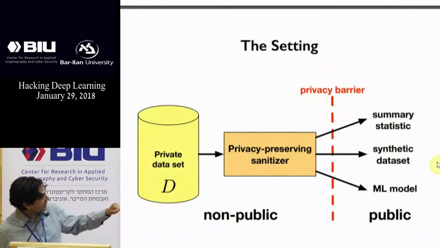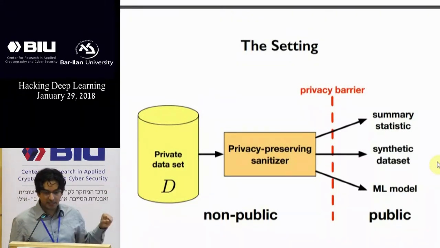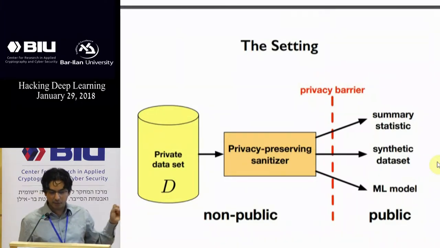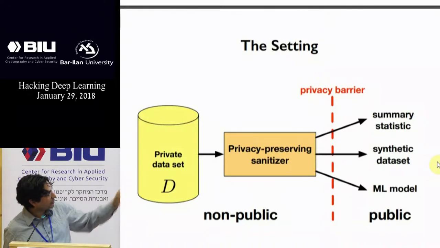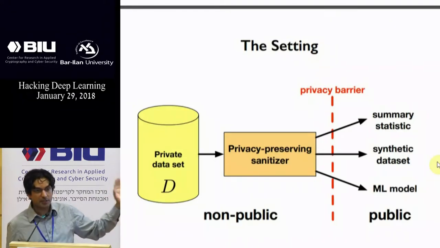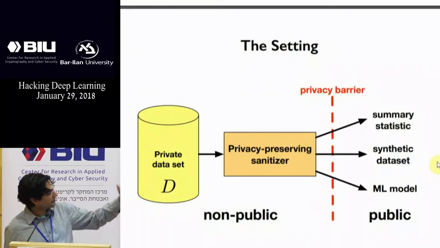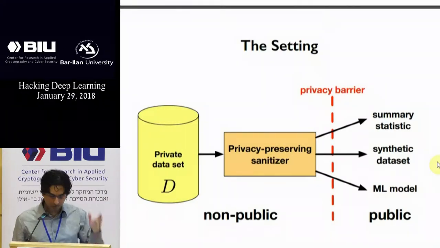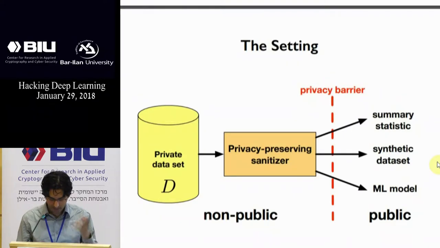So remember, one setting is like this, where you have this data set of private or sensitive data, and then you have some kind of box, which is a sanitizer, which can then release things. And the privacy barrier, if you like, the difference between what's not public and public, is after the sanitizer. So the sanitizer could be publishing all sorts of things about the data. It could be publishing a synthetic data set or some summary or a machine learning model.